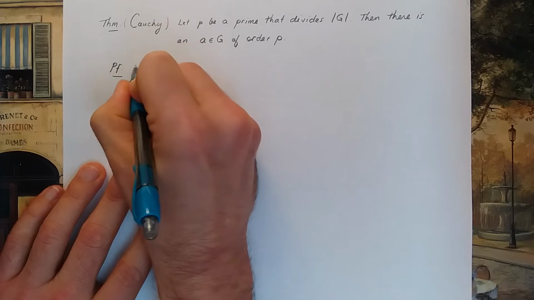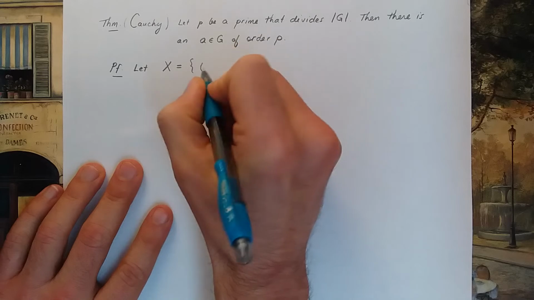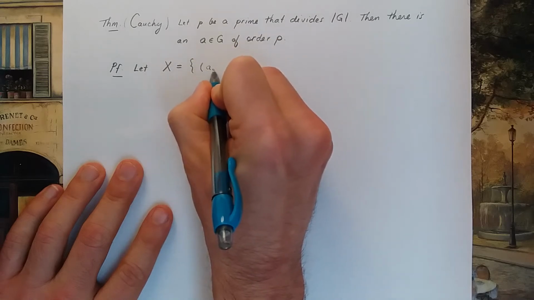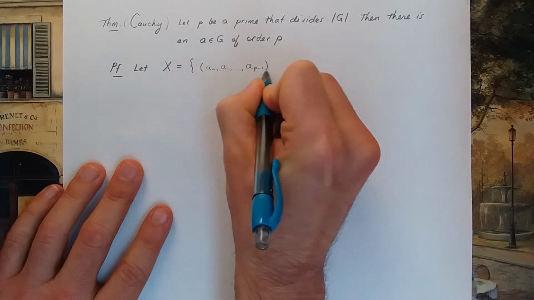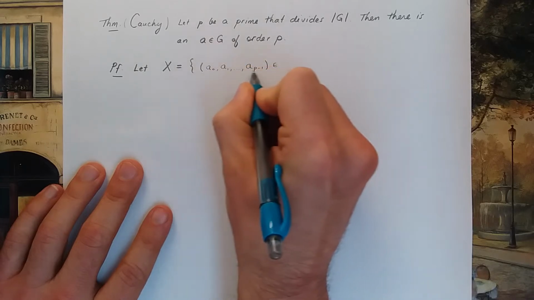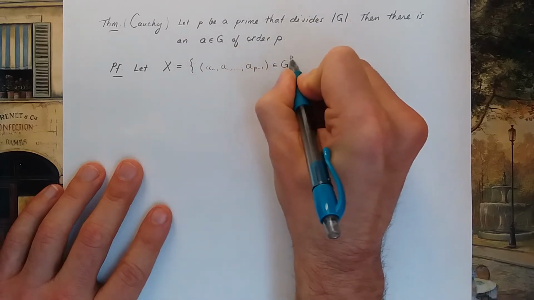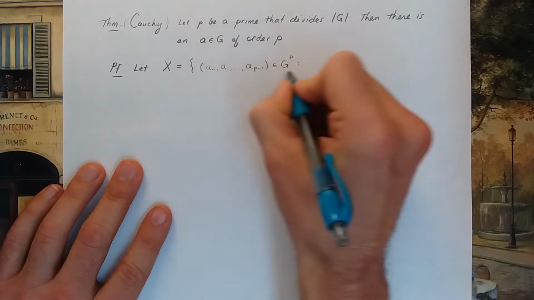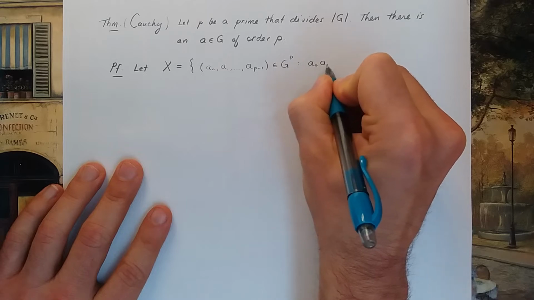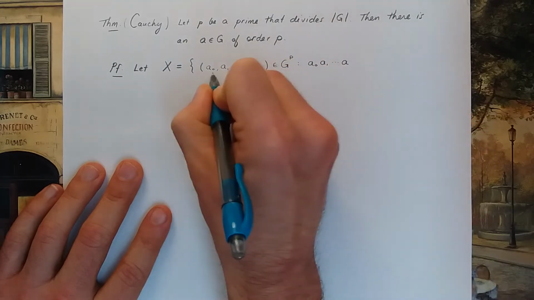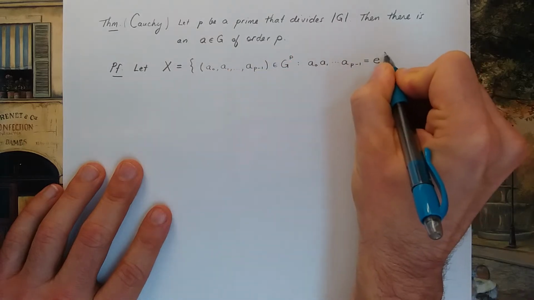So here's the proof. I'm going to define a set X. X is the set of all p-tuples, so a0, a1, up to a(p-1), where each element in my p-tuple is in my group. And I'm going to add the condition that when I multiply all the elements together in this order, I get the identity.